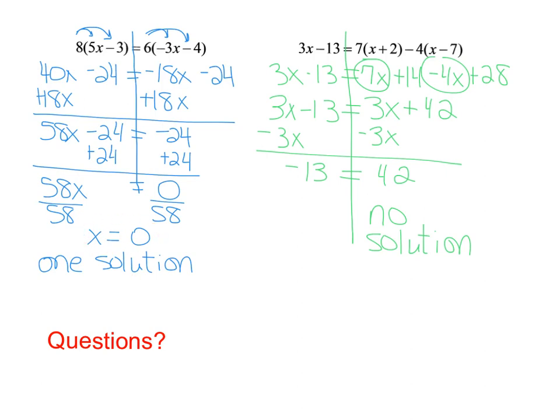Sometimes people will get 0 and they'll say, oh, it's no solution because it's 0. 0 is a number. That is a solution. So if you get 0 as an answer, like x equals 0, then it has one solution. All right, if you have any questions, write them down, and we'll do some practice next.